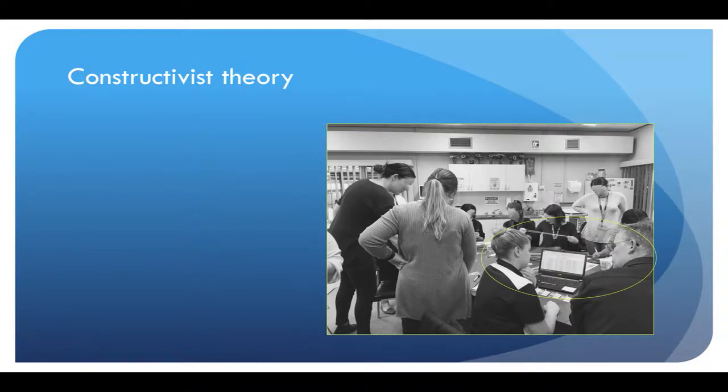So in this particular example, I decided to highlight or circle the two people in the foreground who appear to be in conversation. They're drawing on data from the computer screen to make sense of things and to solve the task at hand. And they are having a conversation. So they're learning from each other.